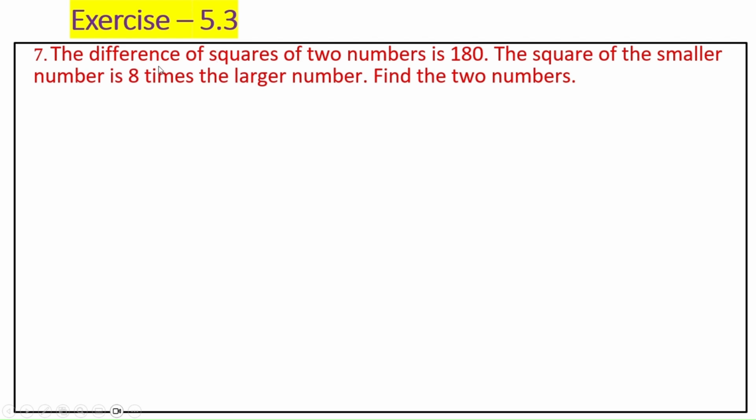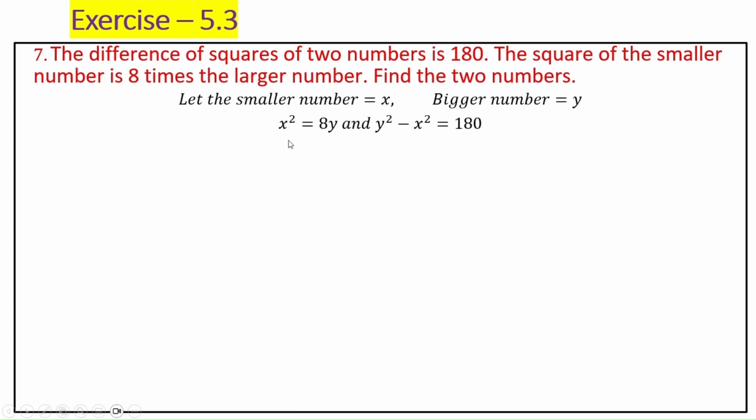The problem is here: the difference of squares of two numbers is 180. The square of the smaller number is 8 times the larger number. Find the two numbers. Let the smaller number equal x and the bigger number equal y. Now x square equal to 8y, that's what is given. Square of the smaller number is equal to 8 times the larger number.